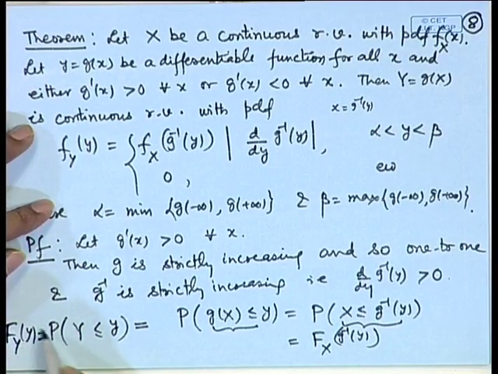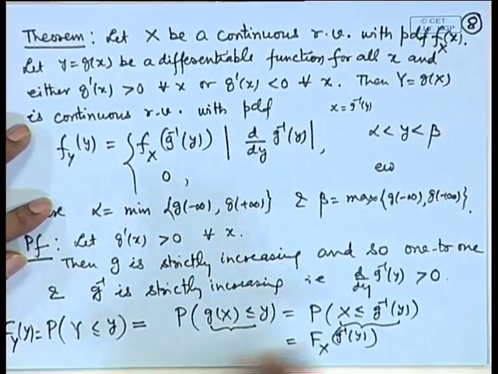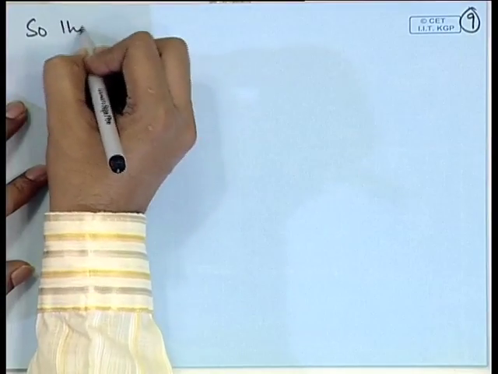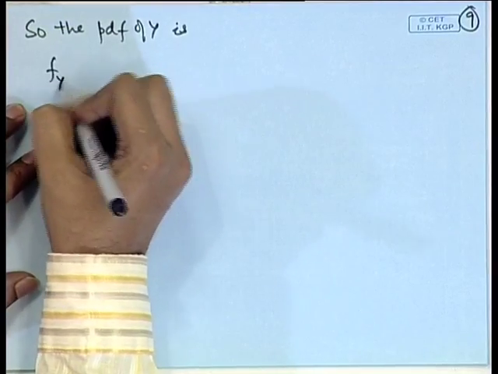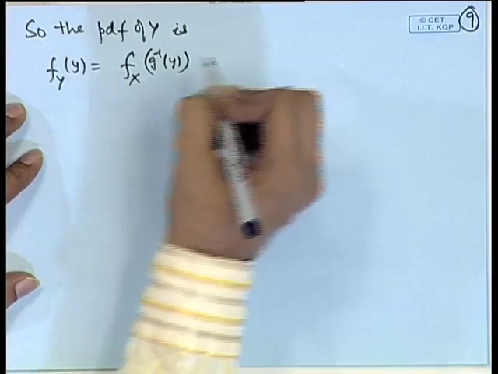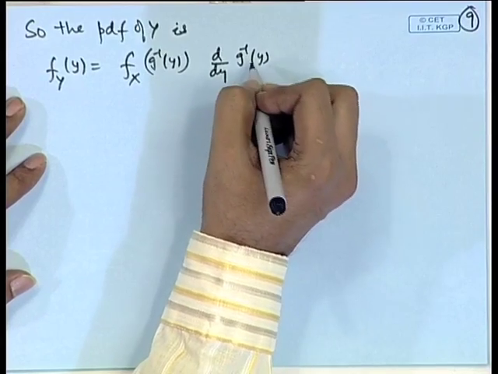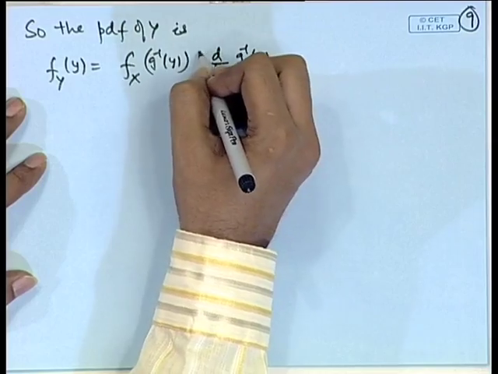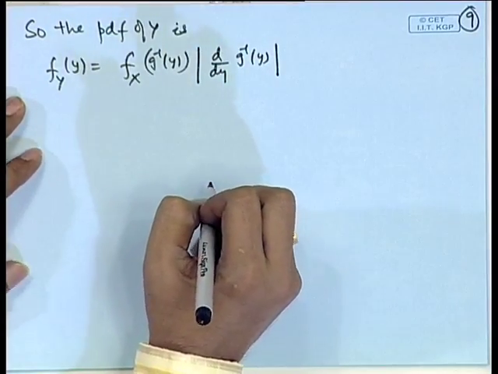Therefore, the density function of Y will be determined by differentiation of capital F_Y. So, we get the probability density function of Y as f_Y(y) = f_X(g inverse y) multiplied by d/dy of g inverse y. Since g inverse y was an increasing function, the derivative was positive. Therefore, this is equivalent to the absolute value of this.